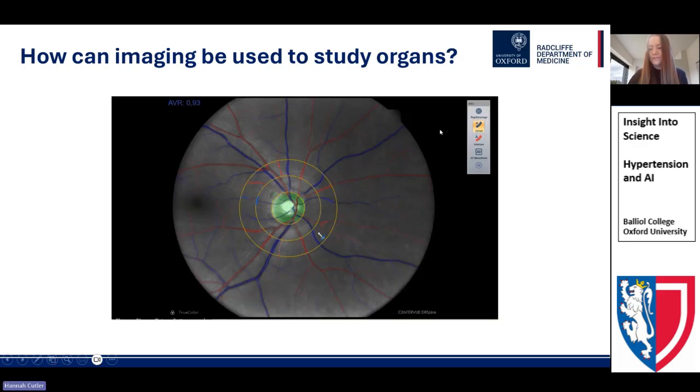And what about this organ? Does anyone know what this organ is? Yeah, a lot of you have really quickly got that. This is the eye, this is the retina.